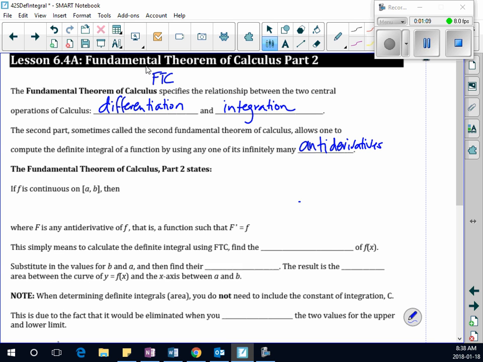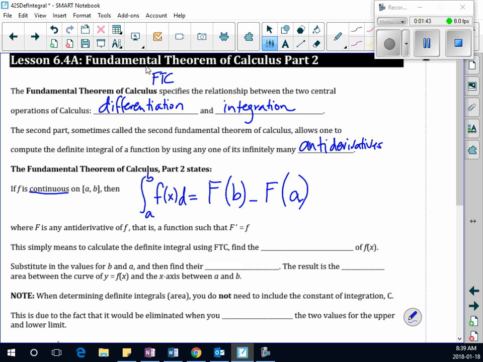The fundamental theorem of calculus, part 2, states if f is continuous, and this is huge, that it has to be continuous in order to use this theorem, on closed interval a, b, then the integral from a to b of f of x dx is equal to the antiderivative with b substituted in, subtract the antiderivative of a substituted in.